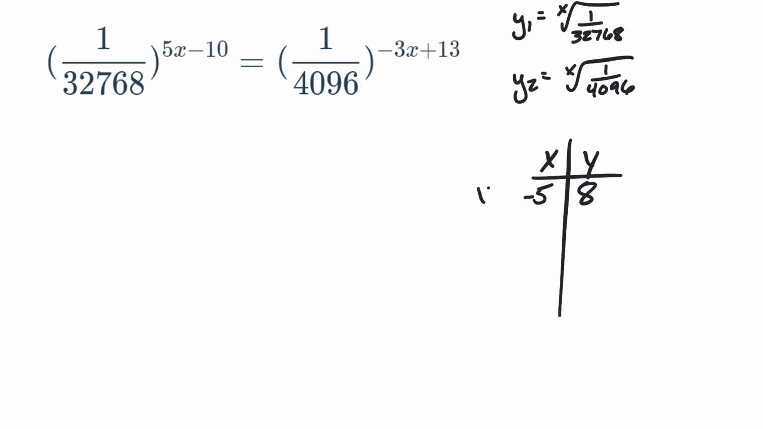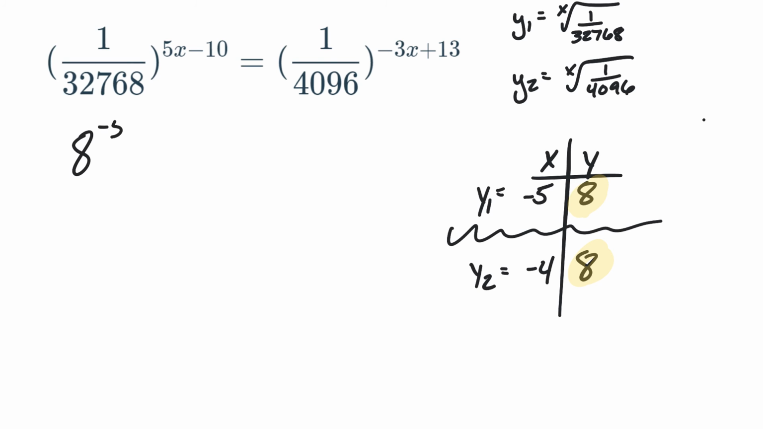This one came from my y1. And my y2, this is a totally different section here. We'll divide it this way. It has an ordered pair of -4, 8. And remember, the whole purpose of using the calculator is actually to make the y's match. So what I've learned is that this number, 1/32,768, what it is equal to is 8 to the -5 power.